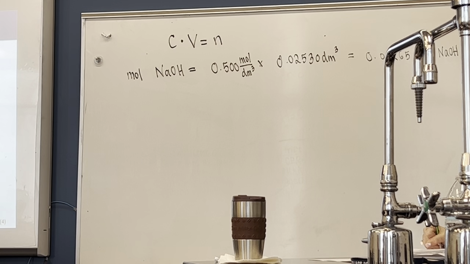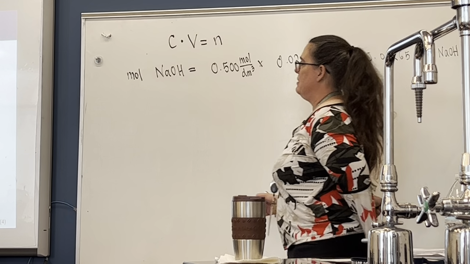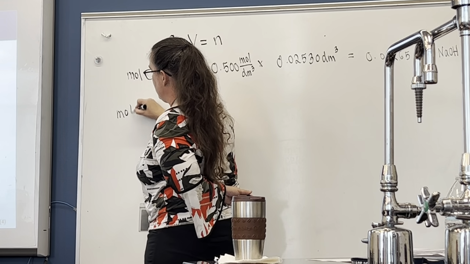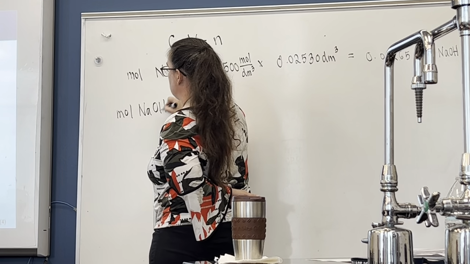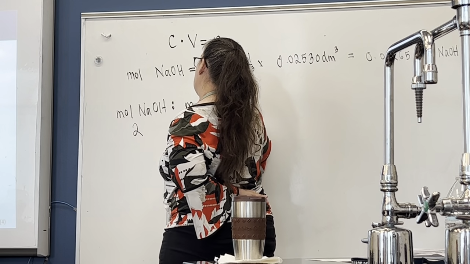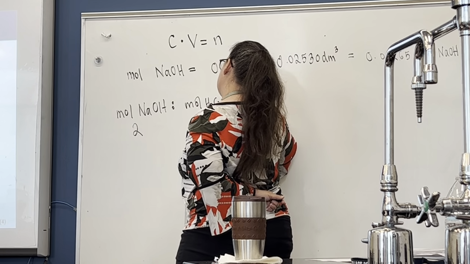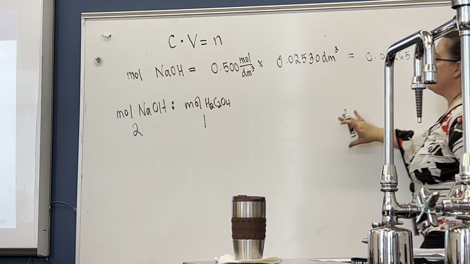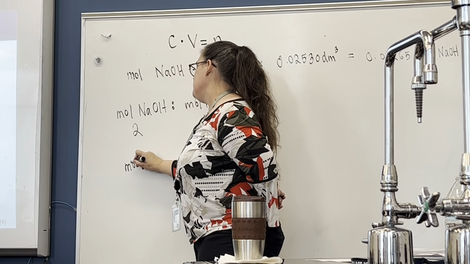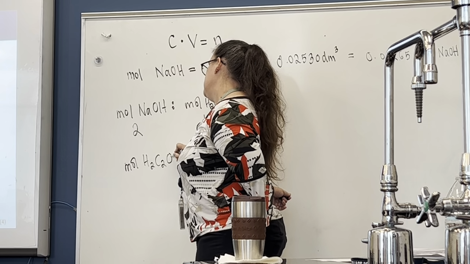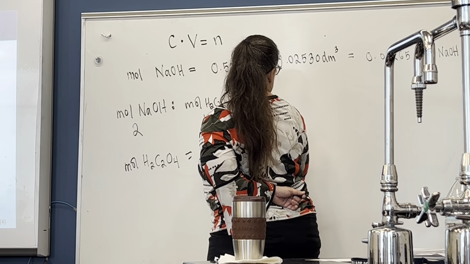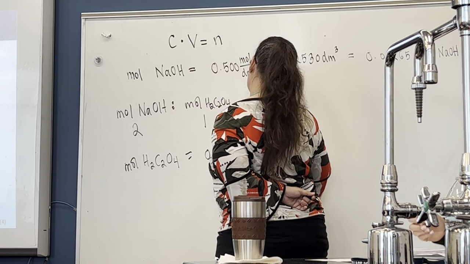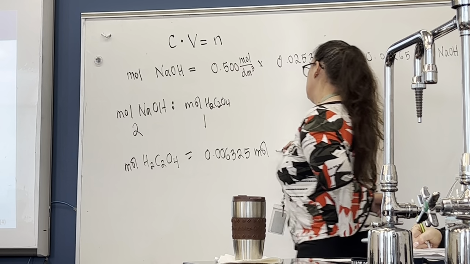Now that I know the moles of sodium hydroxide, is there a way for me to use a balanced chemical equation to determine the moles of the ethane dioic acid? That's right, there's a 2-to-1 ratio. We know that there are 2 moles of NaOH for every 1 mole of ethane dioic acid. And so if we know how many moles of NaOH there are, we have to divide this by 2, and we can say that the moles of the acid is going to be equal to 0.006325 moles.